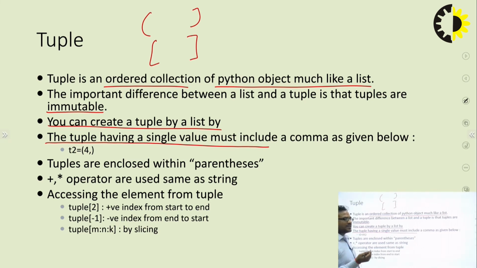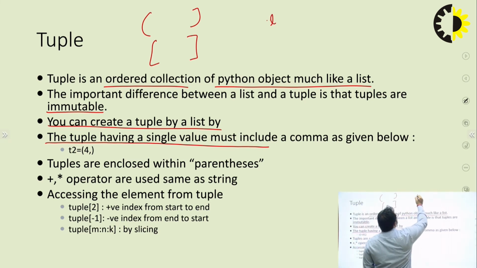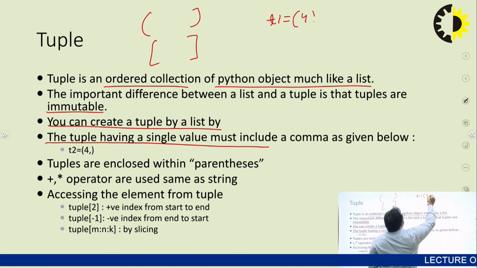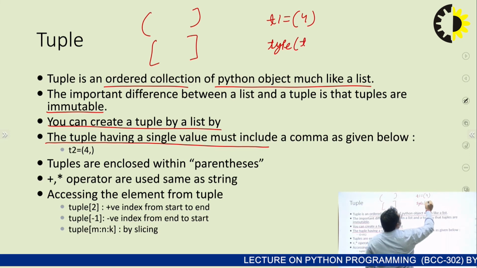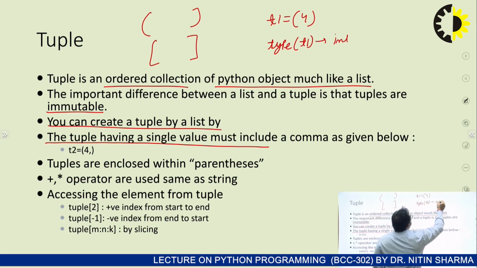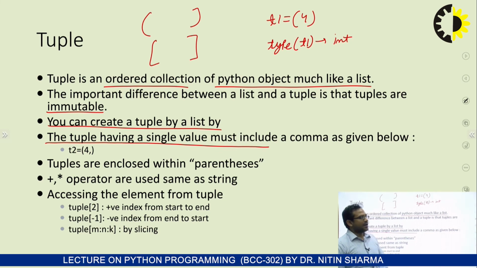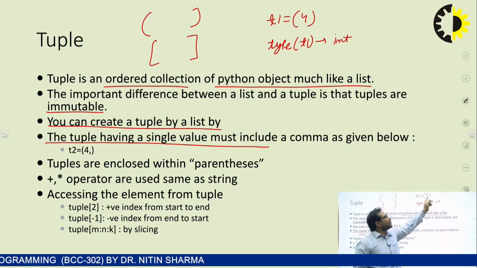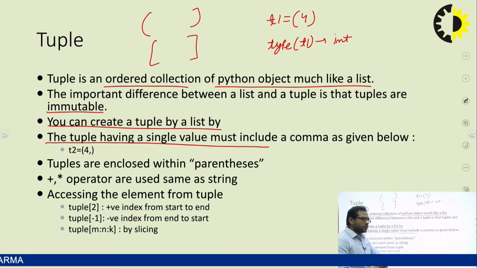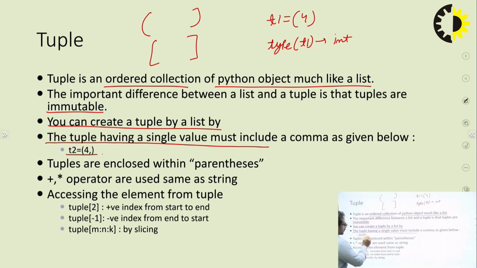If you want to create a tuple with a single element, suppose you write t1 is equal to 4 only. If you check the type of t1, it is integer. So whatever the type of the single value is, that is the type you get. It is an integer, so it shows integer. The solution is, if you want to create a tuple with a single value, you use a comma here. Understood? I've already told you a tuple is basically enclosed within parentheses.